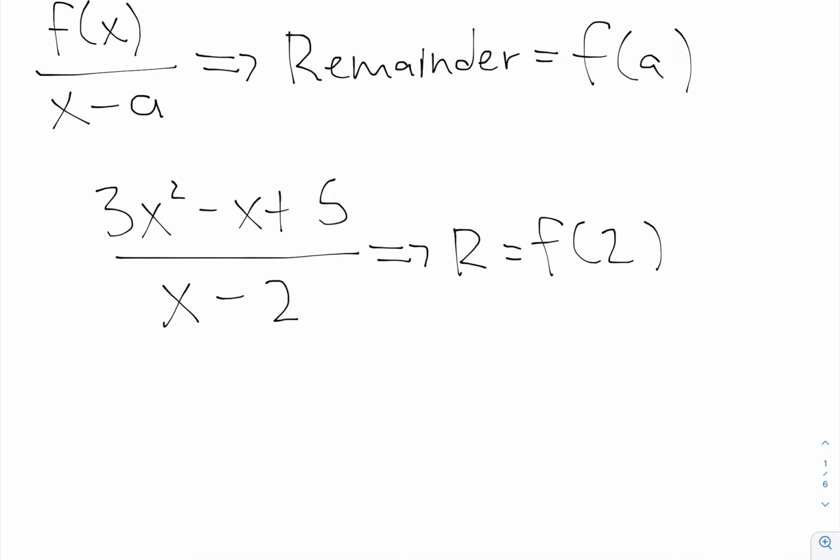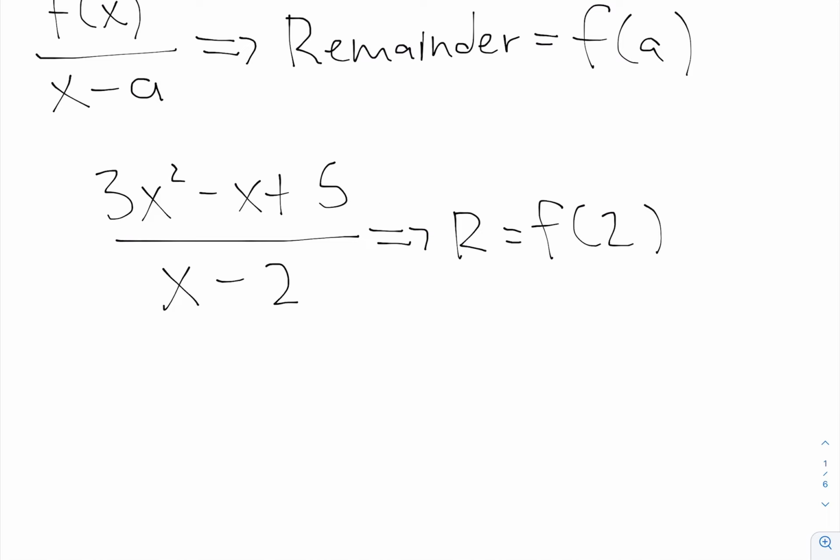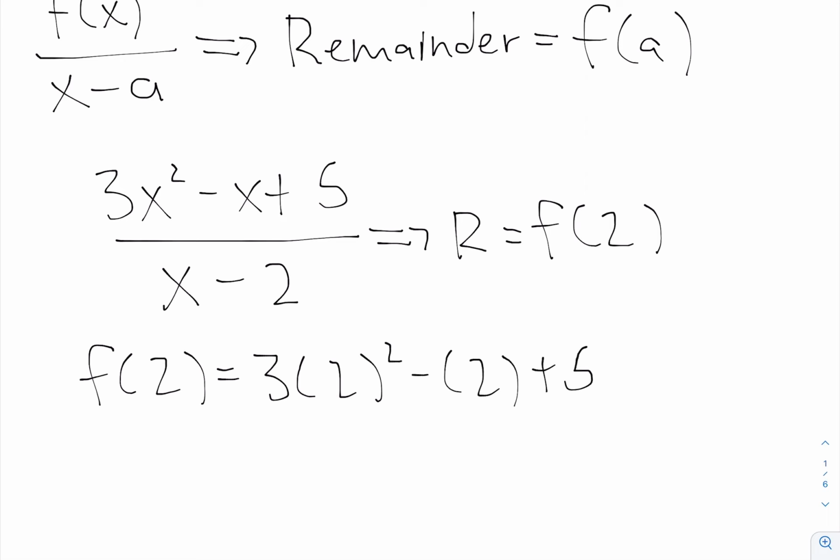So the function evaluated at 2 is going to be our remainder. If our function is 3x squared minus x plus 5, f of 2 is going to be equal to 3 times 2 squared minus 2 plus 5. Everywhere I see an x in our original function, I'm just plugging in 2. So 3 times 2 squared, that's 3 times 4, so that's 12, minus 2 plus 5. 12 minus 2 is 10, plus 5 is 15. So the remainder, when we divide 3x squared minus x plus 5 by x minus 2, is going to be equal to 15.